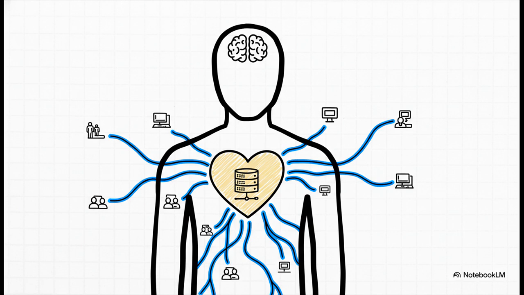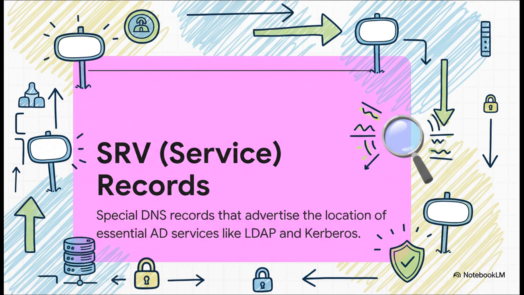It's that critical. So how does DNS pull this off? Well, it's way more than just a phone book for websites. Active Directory uses this special kind of DNS record called an SRV, or a service record.